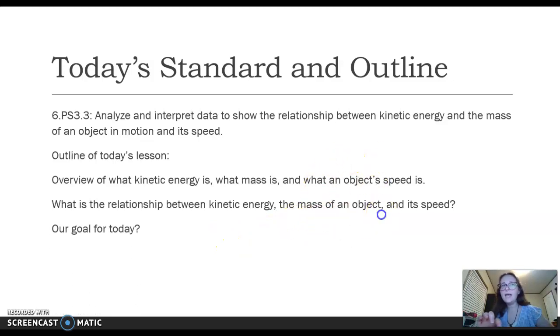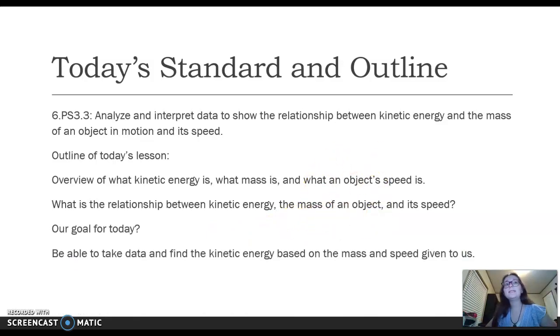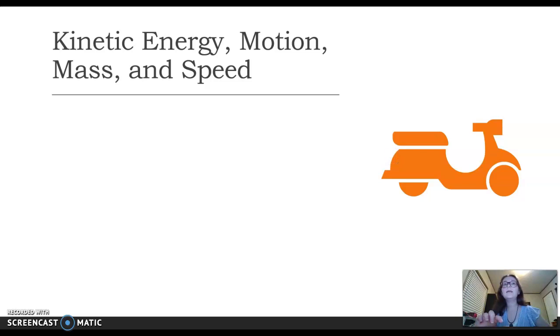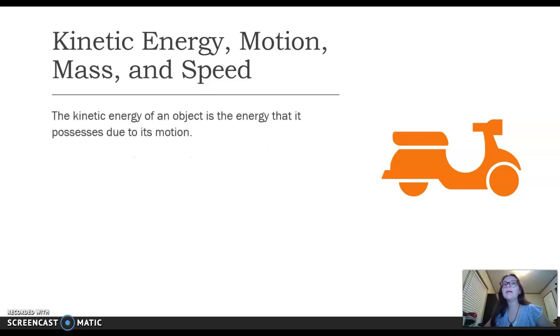And what is our goal for today? Be able to take data and find the kinetic energy based on the mass and speed given to us. So the kinetic energy of an object is the energy that it possesses due to its motion. So we all have kinetic energy. And that is given to us by this equation. So kinetic energy equals 1/2 mv squared.